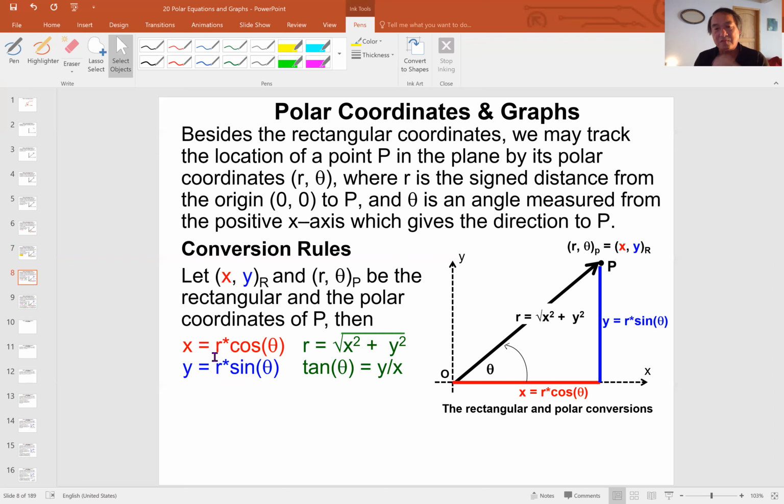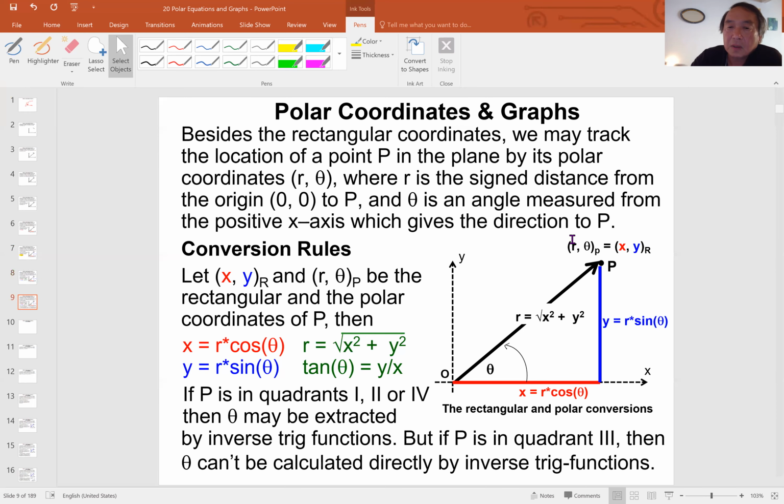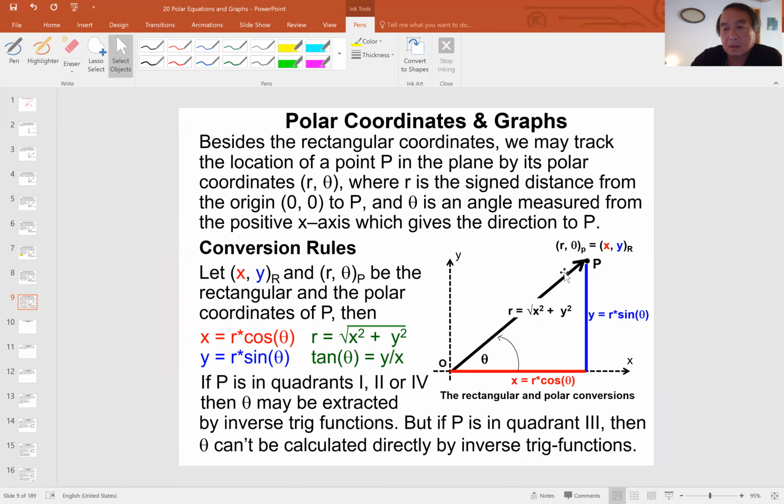Then the Pythagorean theorem tells you r squared equals x squared plus y squared. Then we have tangent theta equals y over x. I can recover the theta in my drawing, if theta is between 0 and 90 degrees, by using the inverse tangent to find it. However, suppose the point is in the third quadrant. Then the theta we talked about is this theta. Suppose I want to recover this theta.